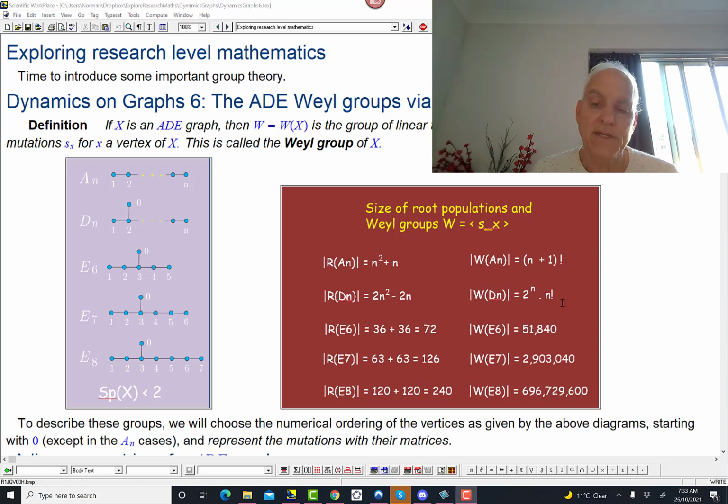And these ones for the DN graphs are pretty close to these ones here, the sort of variants of the symmetric groups. And then for E6, E7, E8, we get some strange, remarkable groups. So for E6, the Weyl group has 51,840 elements. For E7, 2,903,040 elements. And for E8, always the biggest and the best, we get 696,729,600 elements in the Weyl group.